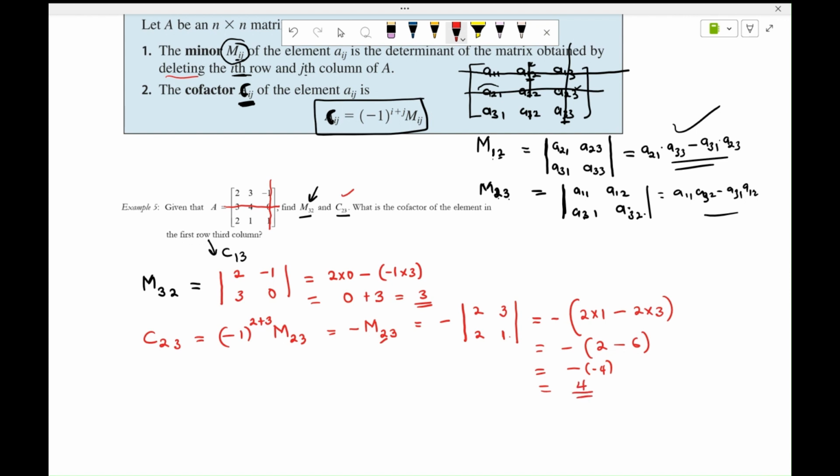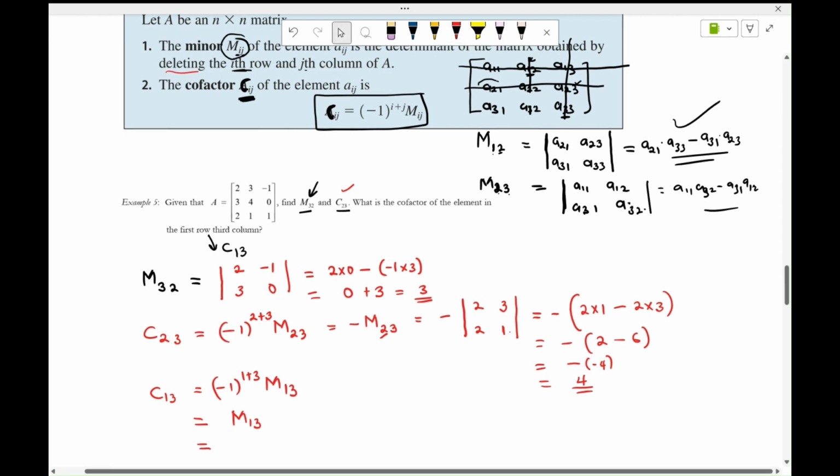All right. Then finally, it says here we want to find the cofactor of the element in the first row and third column. That means C13. So C13 is minus 1 to the power 1 plus 3, then M13. You can see that minus 1 to the power 4 is 1, so this will just be M13.